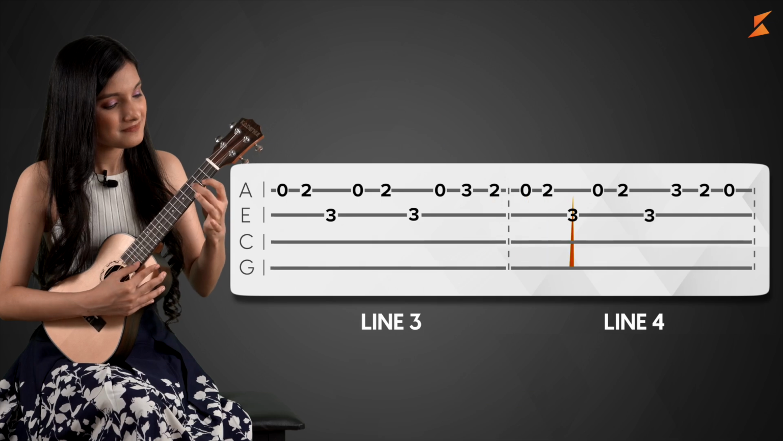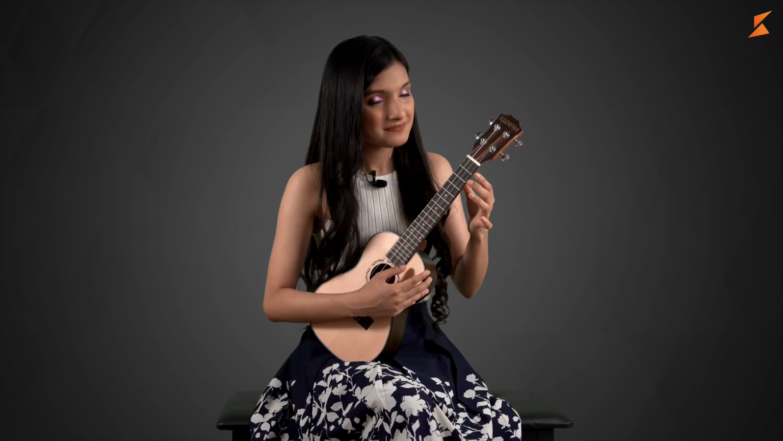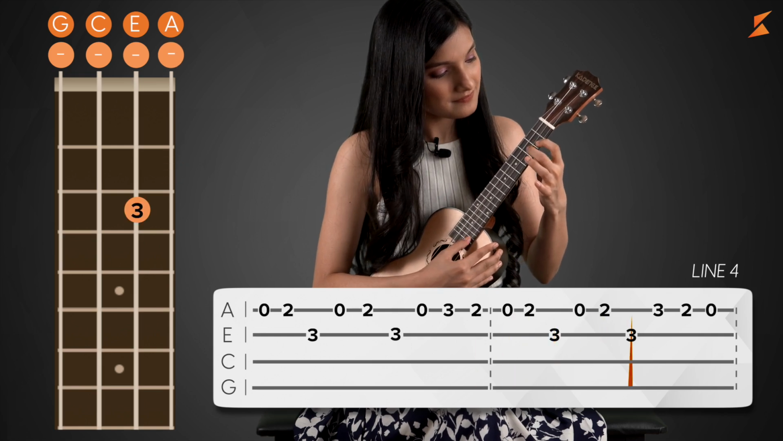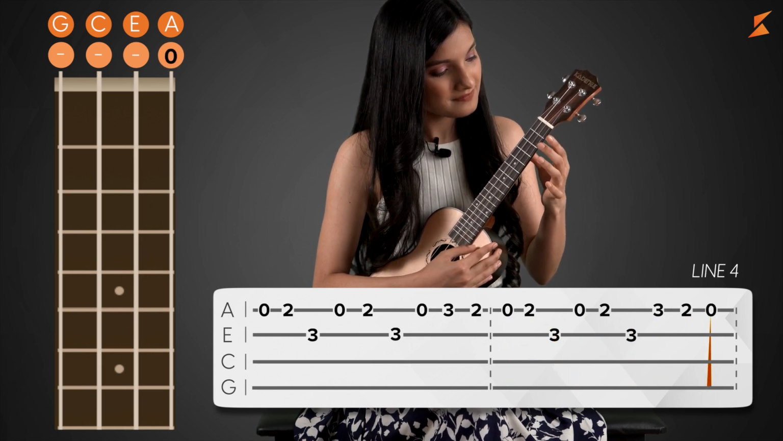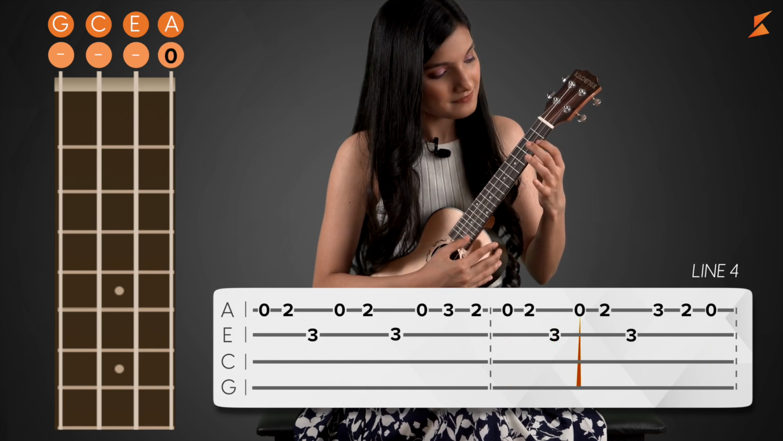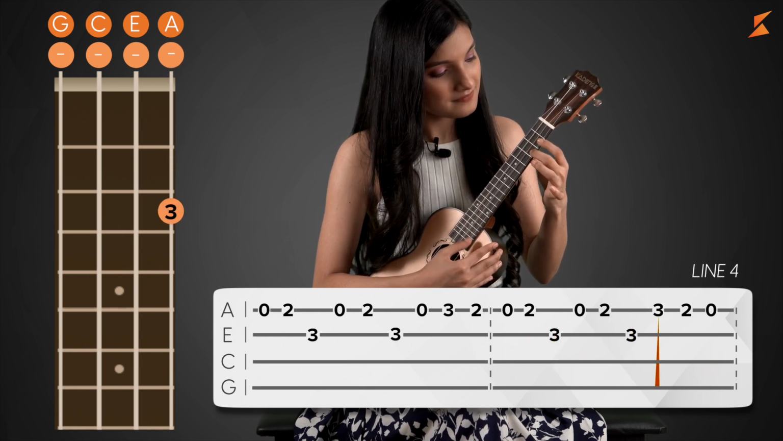Now let's put these notes together and play line number 4. I'll play it first and then we'll practice. Now, let's practice this on my count. 3, 2, 1, go. Now that's line number 4.